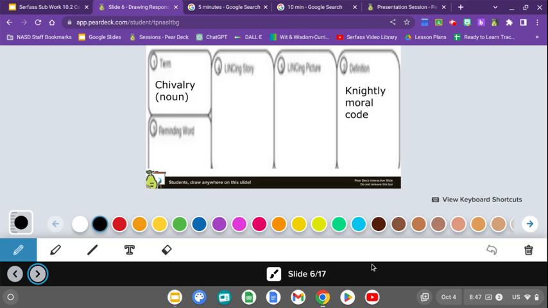All right. So please repeat after me. Chivalry. Noun. Knightly moral code. Excellent. Now, inside of that word chivalry are a lot of other words that you might recognize.